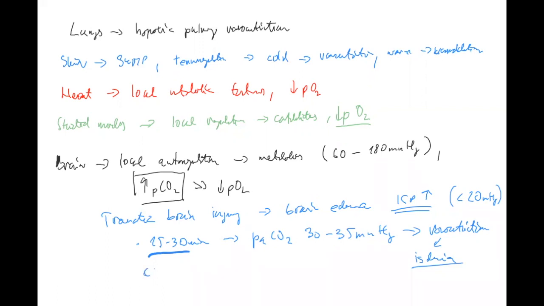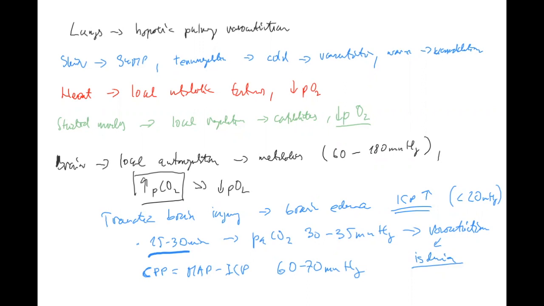Remember, you have the cerebral perfusion pressure, which is mean arterial pressure minus ICP. And the goal of everyone is to keep the CPP somewhere between 60 and 70 millimeters of mercury. That's in another video.